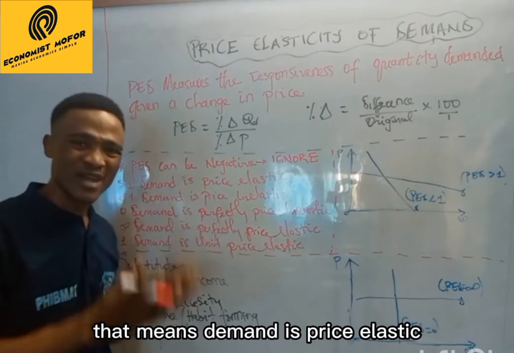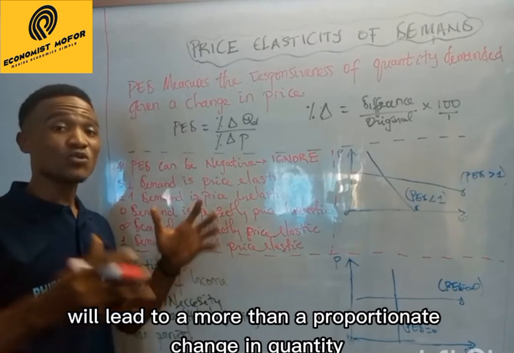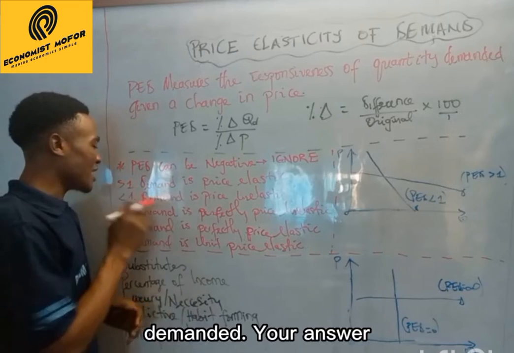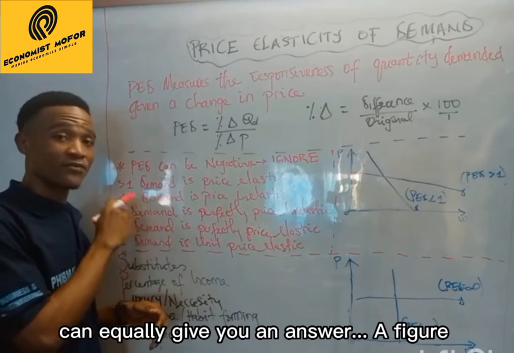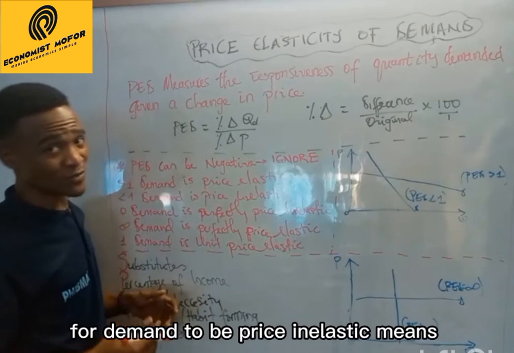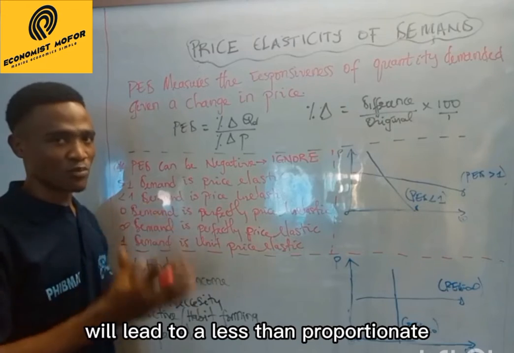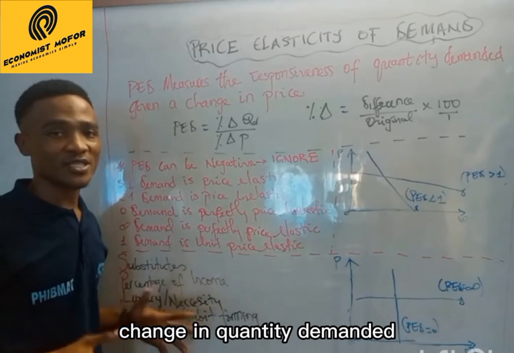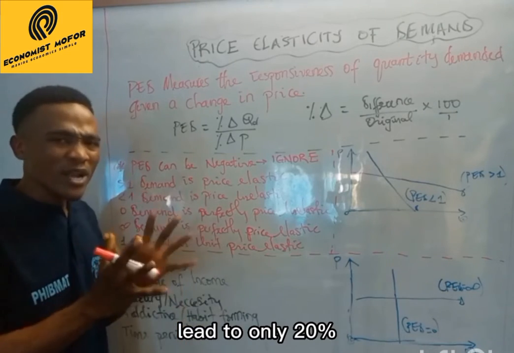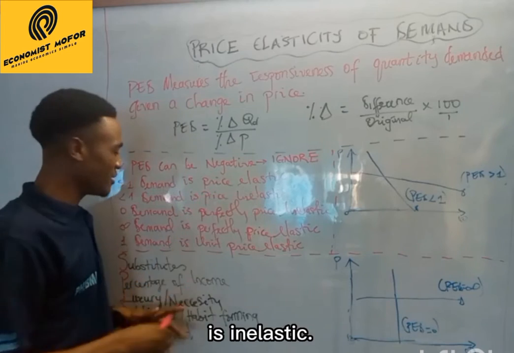That means demand is price elastic. For demand to be price elastic means a small change in price will lead to a more than proportionate change in quantity demanded. Your answer can equally give you a figure less than 1. That means demand is price inelastic. For demand to be price inelastic means a bigger change in price will lead to a less than proportionate change in quantity demanded. For example, a 50% change in price will lead to only a 20% change in quantity demanded. That is when we say demand is inelastic.